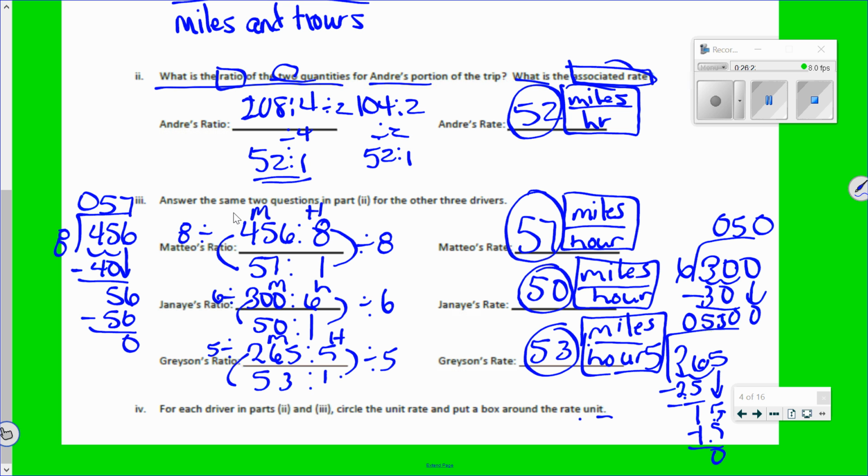Any questions? Does everybody have that on their paper? Because I'm about to switch slides, I think, if I can figure out how. Arrow?